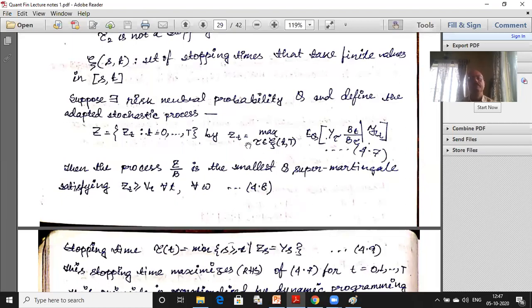Zt is taken as the maximum of this expectation, and the maximum is calculated over all the stopping times from today up to the expiry time. T is the expiry date and small t is the time today. So today I calculate Zt as the maximum of this expectation, and this expectation is nothing but a time discounted value of y tau. So y tau evaluated at time t. That is all that is here.